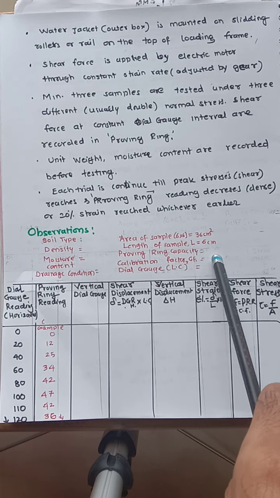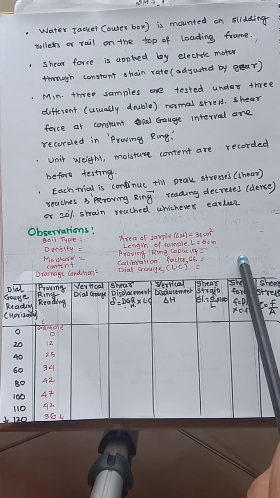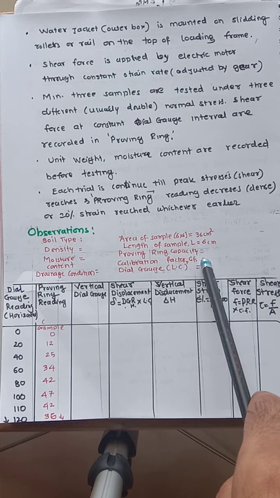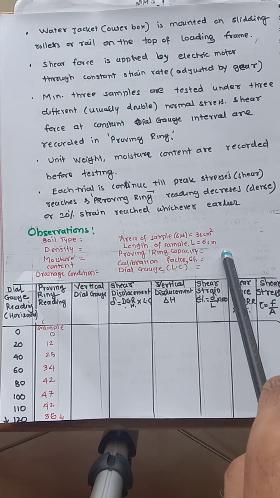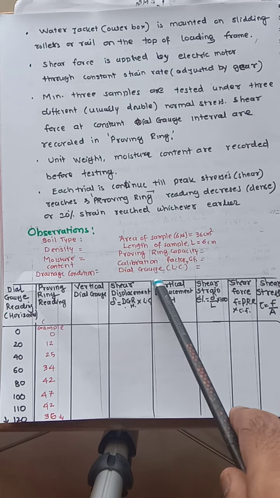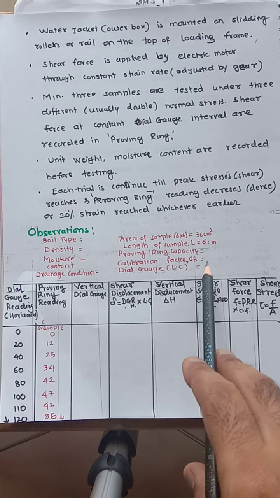Then the proving ring capacity used, which you have to write: 2 ton, 2 kilonewton, 5 kilonewton, like that. Then the calibration chart: as I discussed, every ring has a calibration chart given by the manufacturer, and this calibration has to be revised every 6 months. Then the dial gauge least count, which you must know, is generally 0.01, meaning one revolution gives 1 mm. There are 100 parts, so 0.01 is the dial gauge least count.